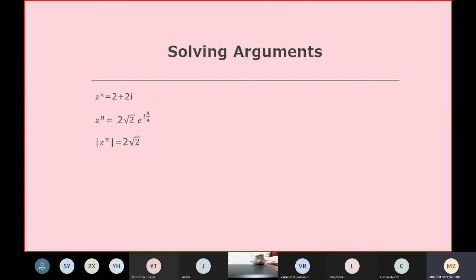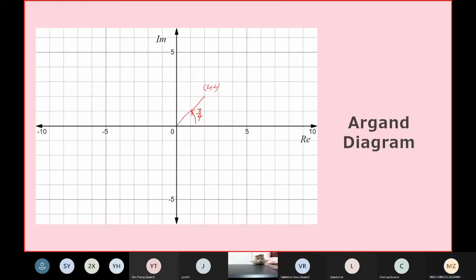So we know that, well, mod z^n is 2 root 2, so whatever that is. But now the question is, is the argument of z^n equal to pi over 4? Because as you can see, it is, right? And I'm here to tell you that it is, but not completely. All right, why is that so?